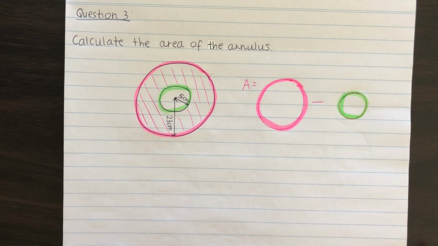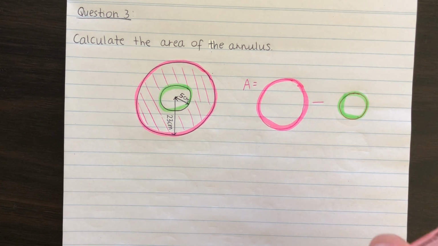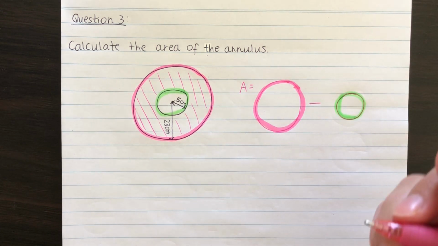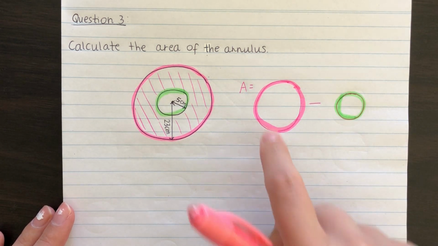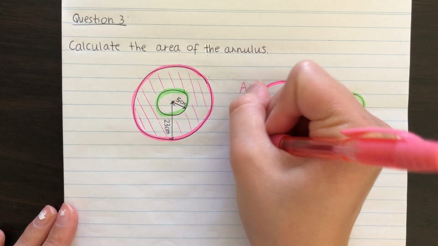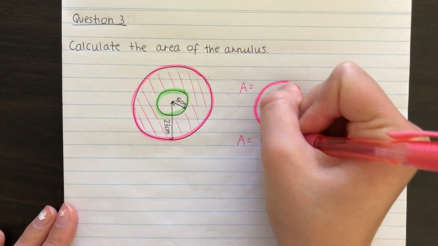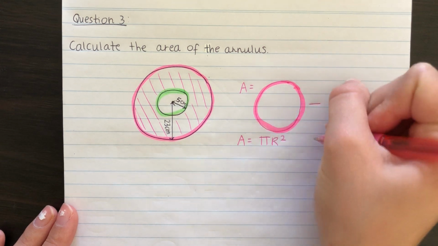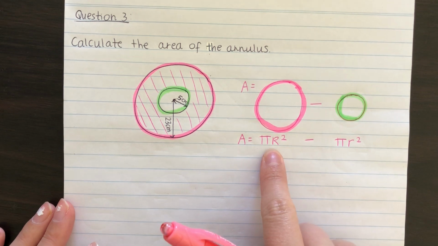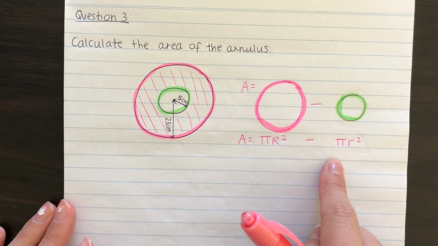Okay, so we all know that the area of a circle has a formula of pi r squared. So because this is big and this one's small, I'll write my formula like this, with a capital R and a lowercase r.